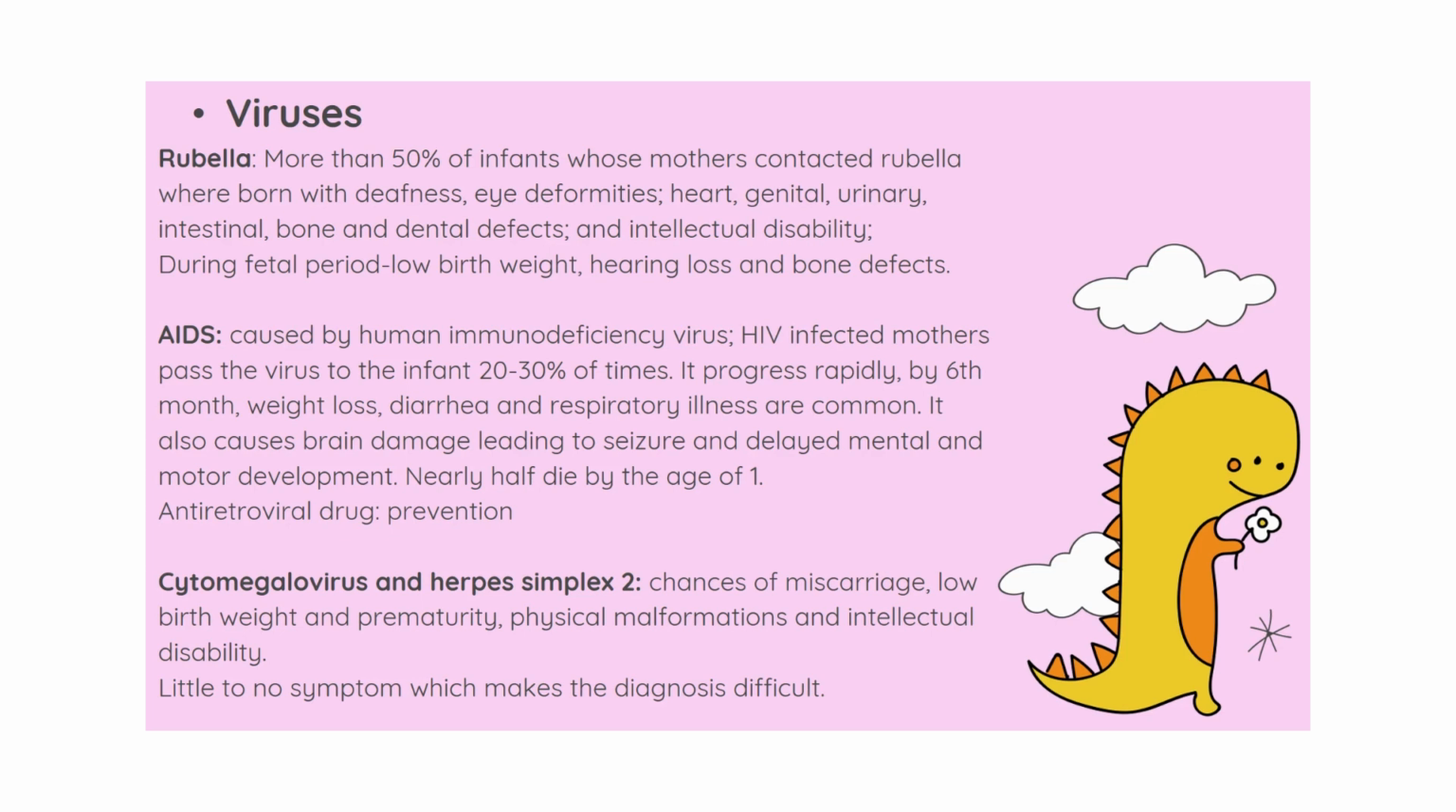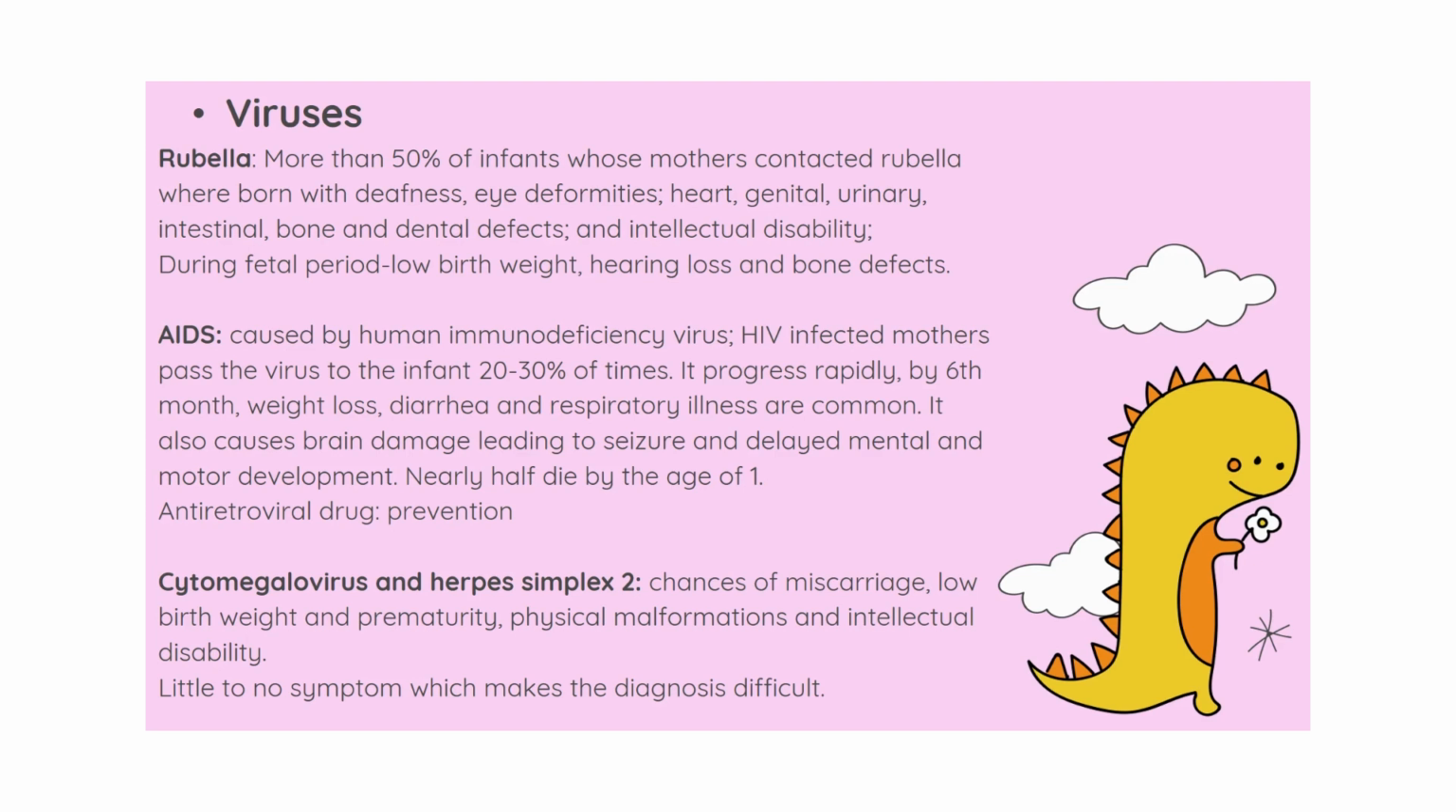The only prevention is antiretroviral drugs. This is a medication which is given to the mother during the pregnancy time. If the mother who has HIV or AIDS takes this medication, 95% of the time the child will be safe from the virus. The next two important viruses are cytomegalovirus and herpes simplex 2.